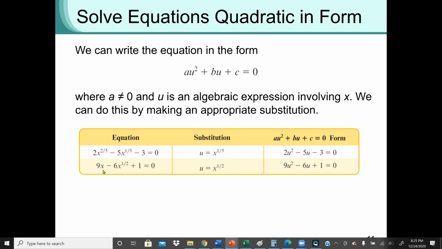The same thing applies to the second question. We have 9x minus 6x to the power half plus 1 equal to 0. I can say x raised to the power half equal to u. Now, since this is half, the u will be squared, so that's why we have 9u squared minus 6u plus 1. Because u is x to the power half, twice of u will give me x. So that's why it's u squared.